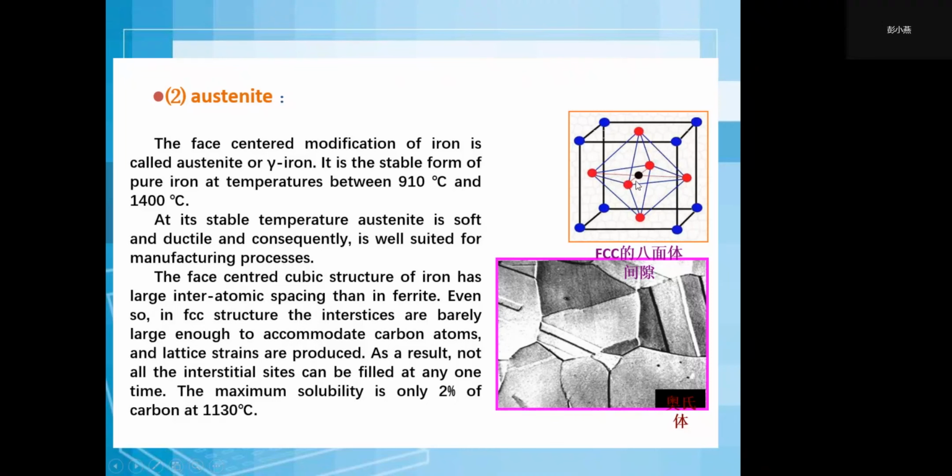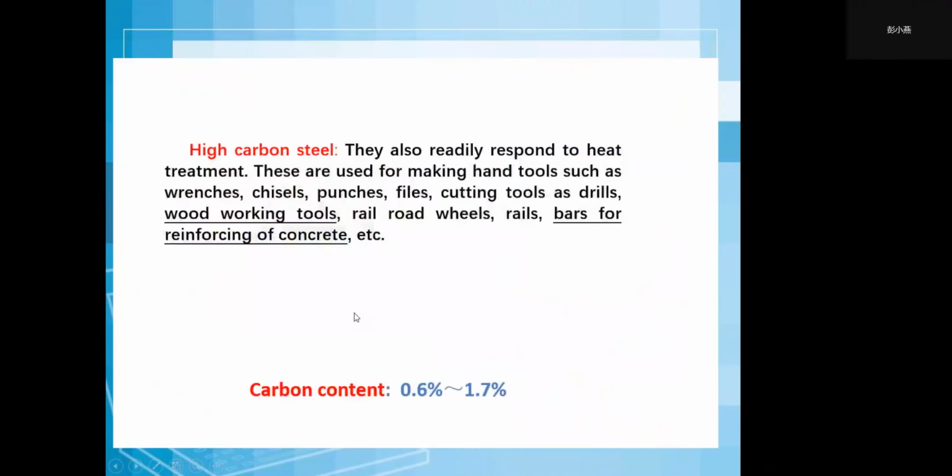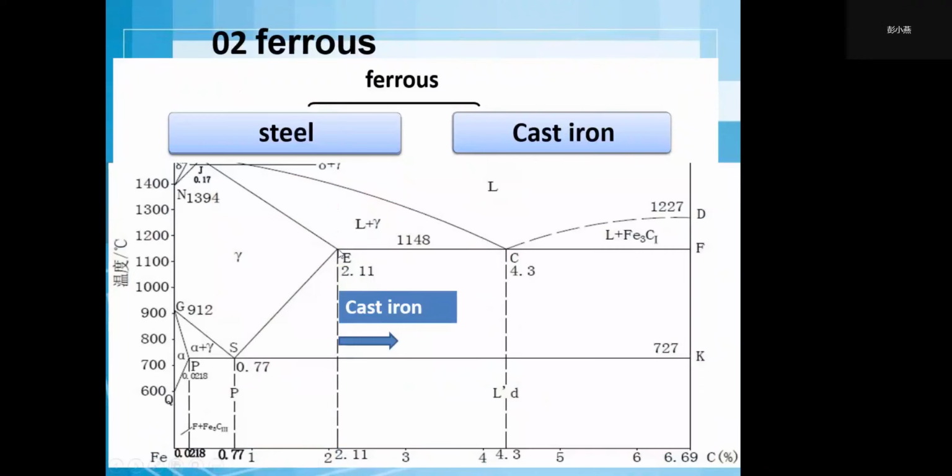Even so, in the FCC structure, the interstices are only fairly large enough to accommodate carbon atoms, and lattice strains are produced. As a result, not all the interstitial sites can be filled at any one time. The maximum solubility is only 2% of carbon at 1130 degrees Celsius. Next, from the phase diagram, this point is the solubility of carbon in austenite, about 2% or 2.11%.